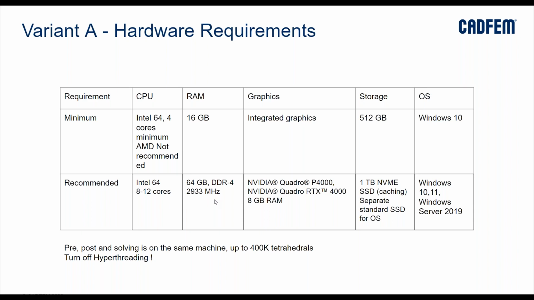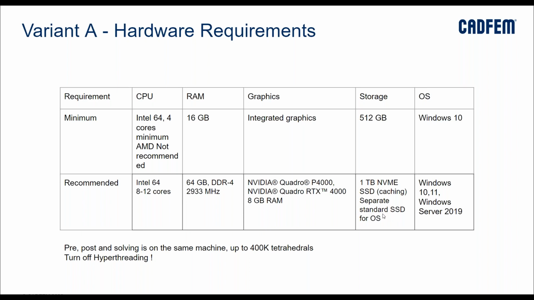And 64 gig of RAM, make sure it's DDR4 2933 or better. For graphics, you could use NVIDIA Quadro P4000 or Quadro RTX 4000 with 8 gig of RAM. Storage, 1 terabyte NVMe SSD, which is important for speed, because if you have a really powerful processor and graphics card and your storage is slow, it's going to slow down everything. It's completely pointless. So the faster the SSD you can get, the better.